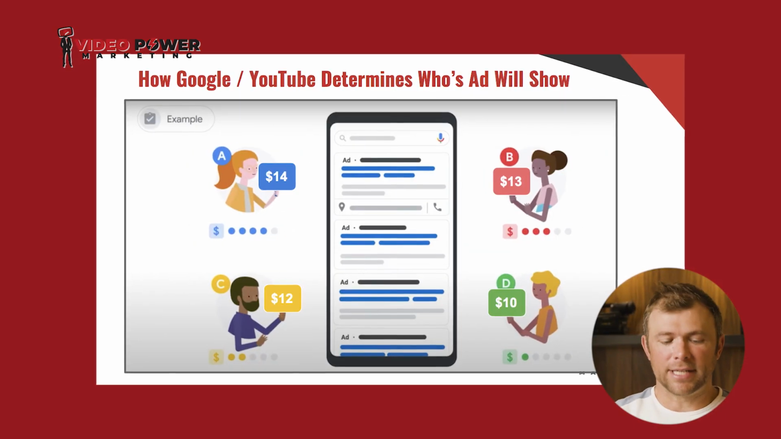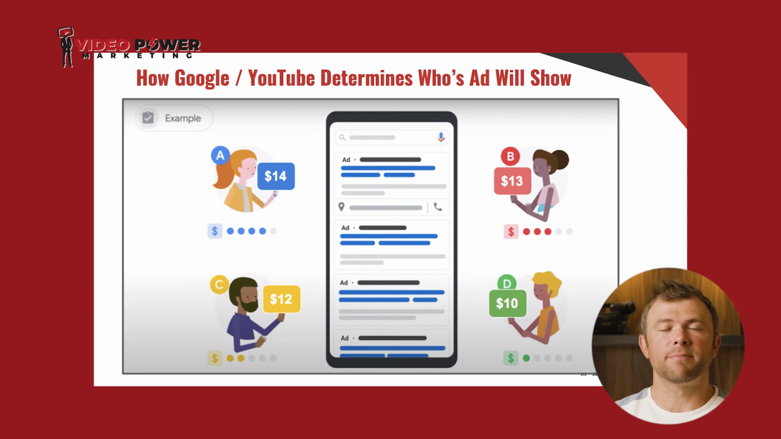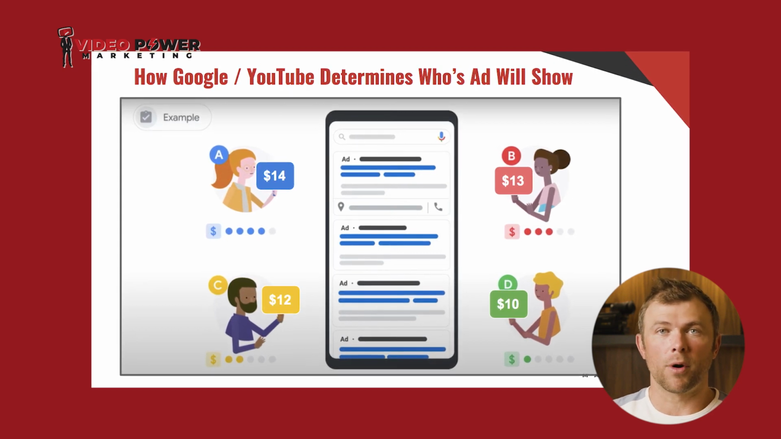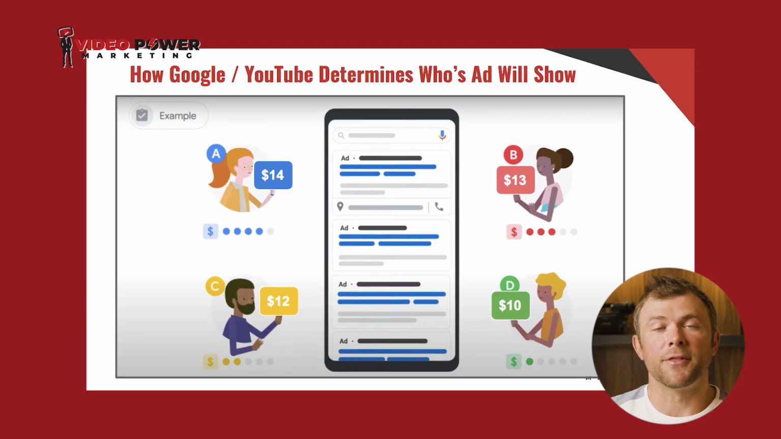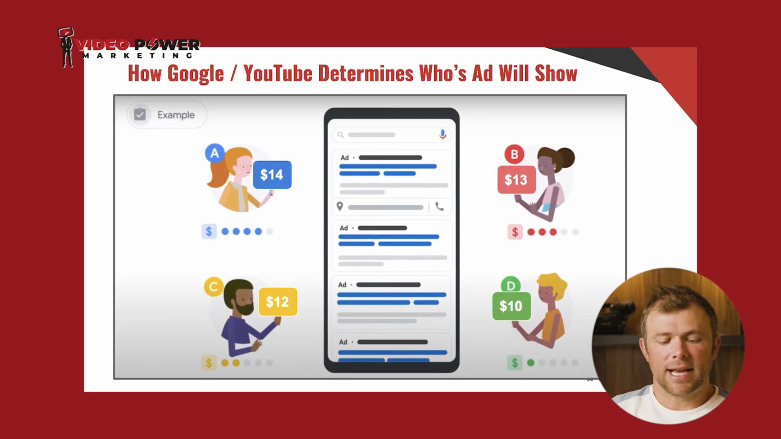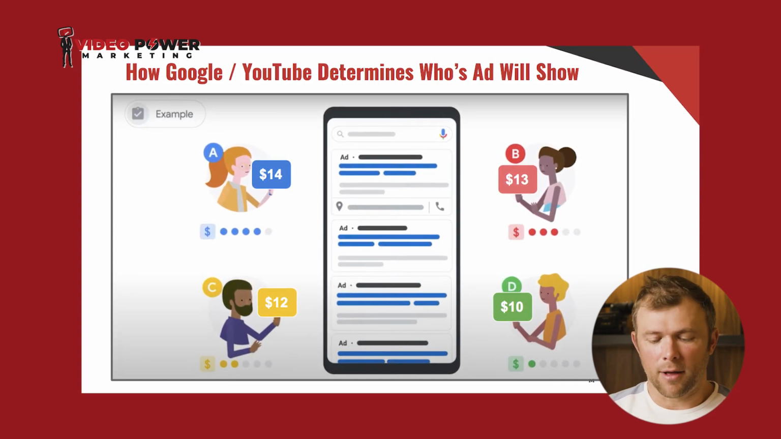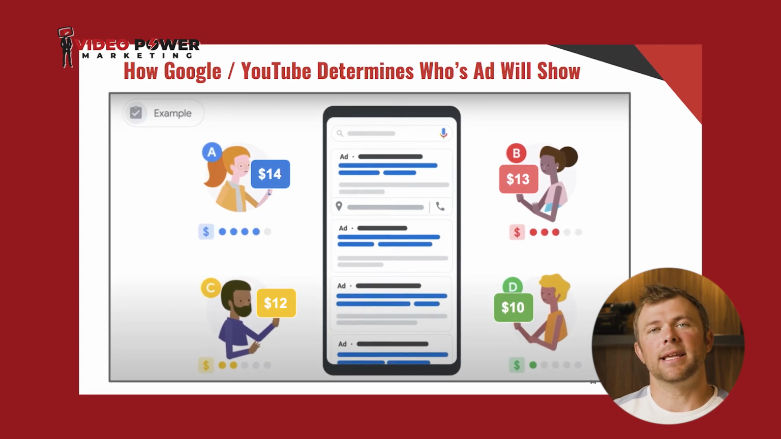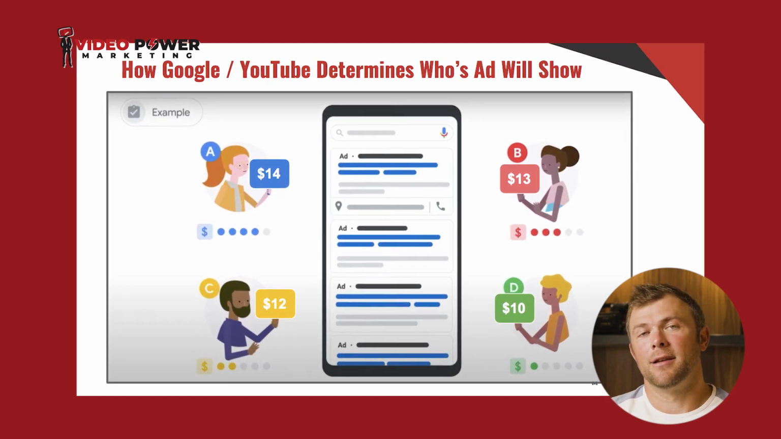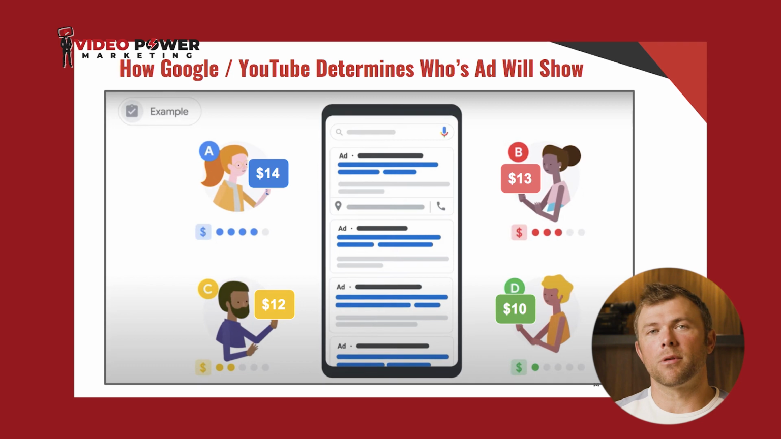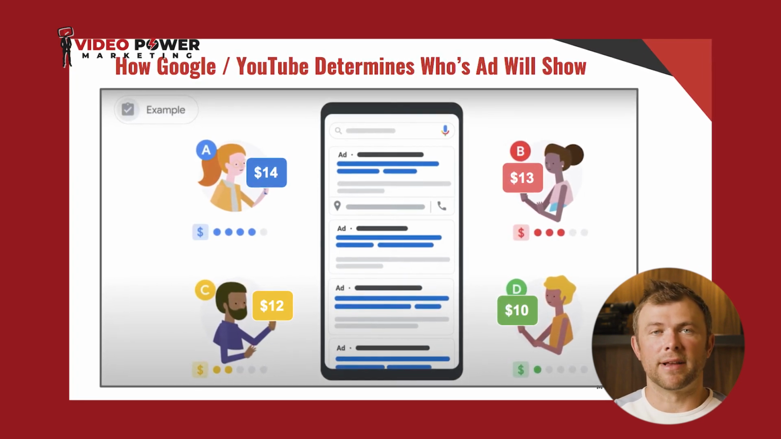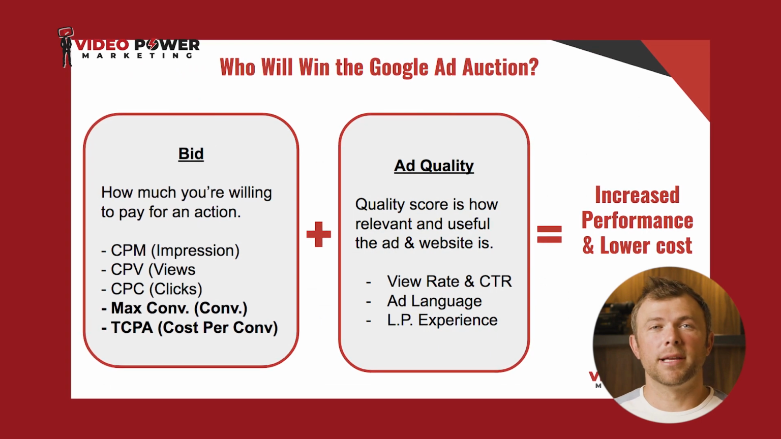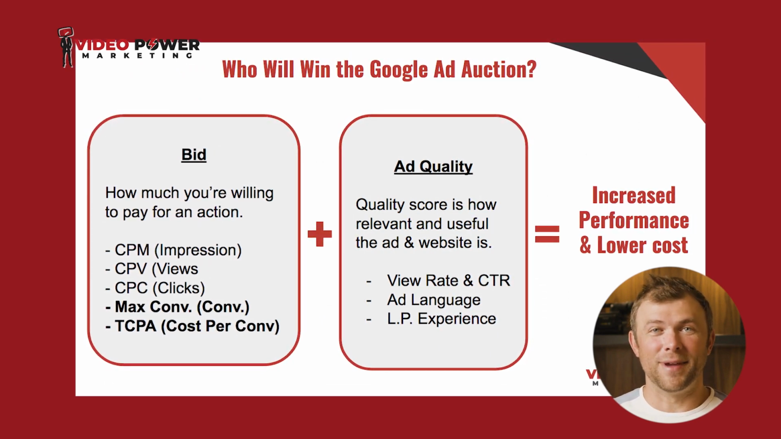So let's say that advertiser A says, I'm willing to spend $14 for a lead. And advertiser B says, oh, I'll spend 13. And advertiser C says, I'll spend 12. And advertiser D says, well, I'll spend 10. Right? These are 4 people in your market that are like, hey, I'll spend this amount of money for this specific lead. So then the next question is, who gets to win that auction?